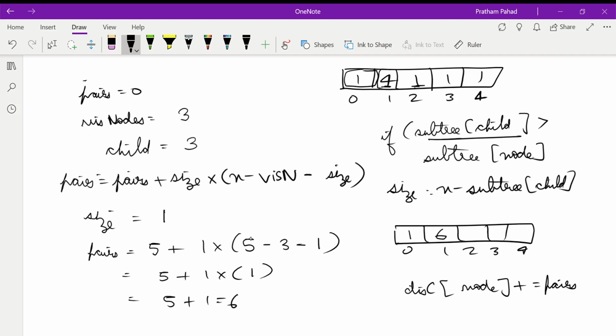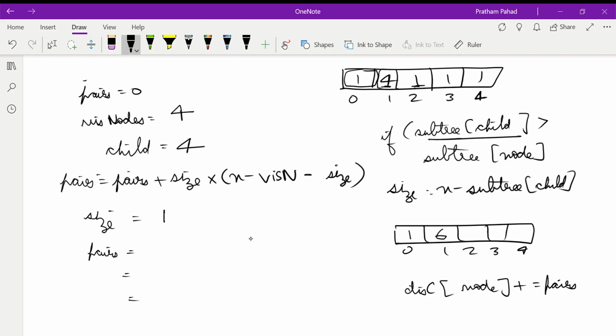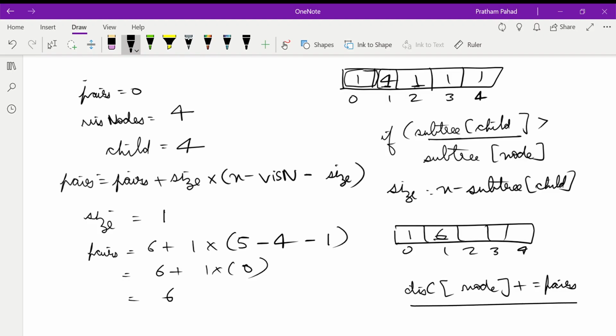Okay. And visited nodes plus equals to size. So total visited nodes will be 4. Now when your child will be 4, again size will be 1. Now again let's calculate the pairs. 6 plus your size into what is n? 5 minus visited nodes, 5 minus your size 1. 6 plus 1 into 5 minus 5, 0. So total 6 only. So it will not update, it will remain 6 only, and disconnected nodes will be pairs.